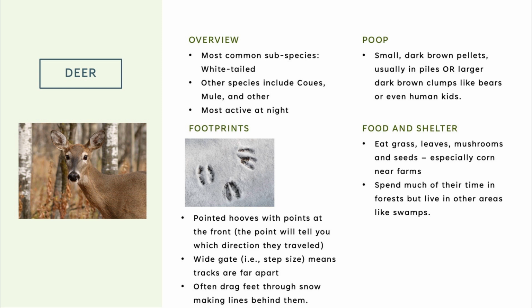That means they have big spaces between each step, and they often drag their feet in the snow, making lines behind them. Their scat is often small, dark brown pellets or larger clumps of those pellets. They tend to eat grass, leaves, mushrooms, and seeds, and they spend much of their time in the forest.